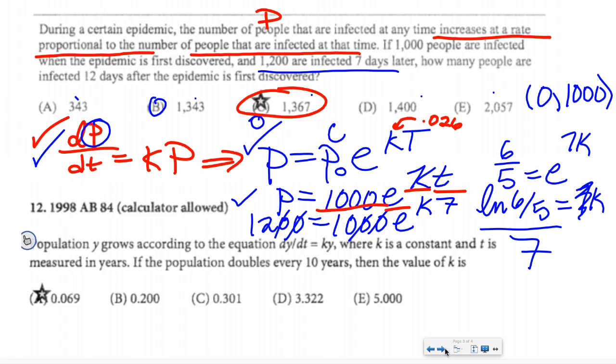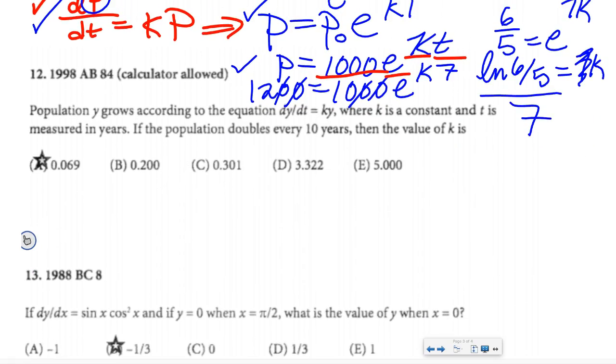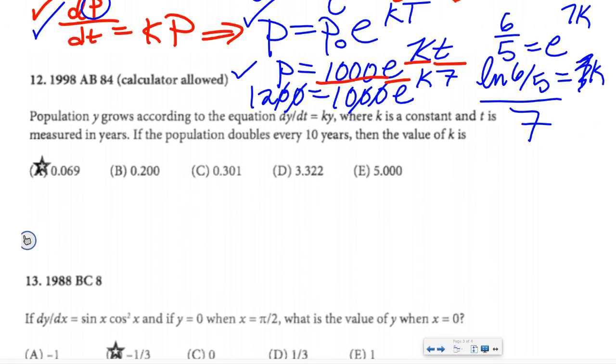And again, these are actual AP questions I've screenshot off of this topic. Next one says population of Y grows according to the equation. You need to recognize, hey, that's that exponential growth model with a constant of proportionality. It says K is a constant, T is in years. Population doubles. Now I told you they have to give you 2 points. They don't if they tell you things are doubling, tripling, or have a half-life.